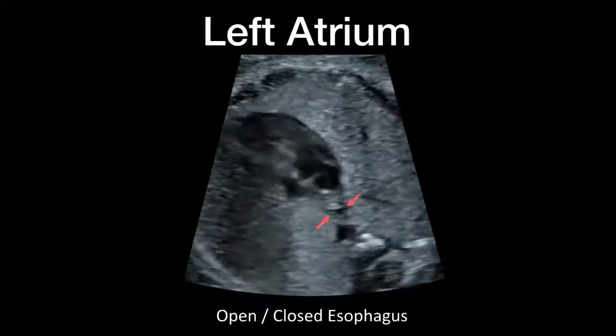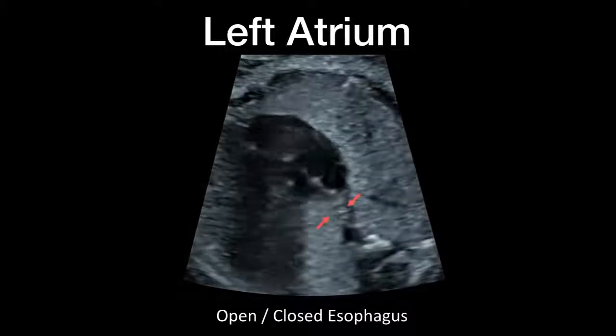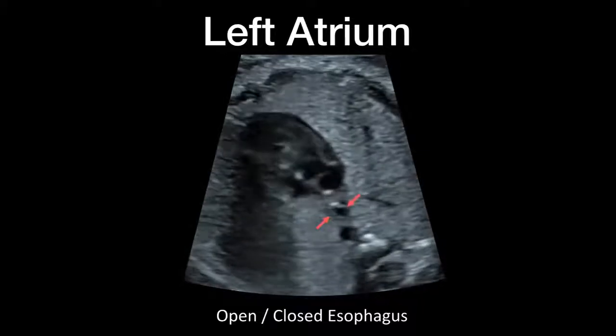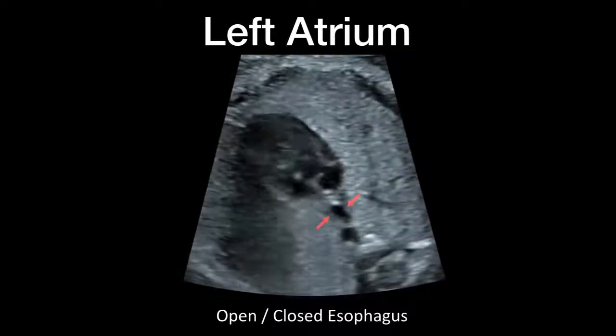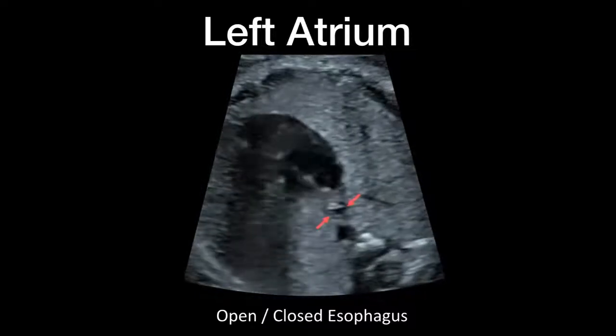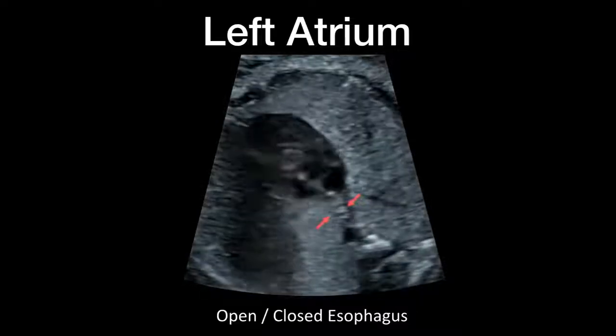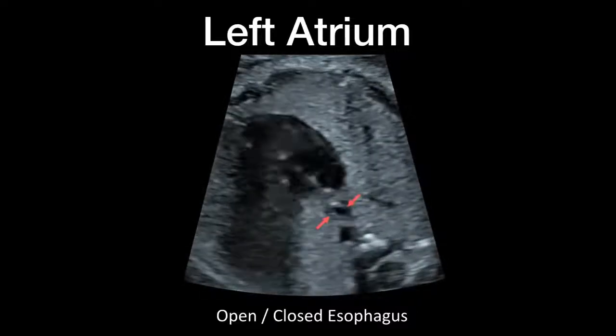Now, keep in mind that the esophagus is there, and when the baby swallows, the esophagus would appear like another vessel that is sitting between the descending aorta and the back wall of the left atrium, as you see in this fetus right here. The advantage of this is that it opens and closes within seconds.